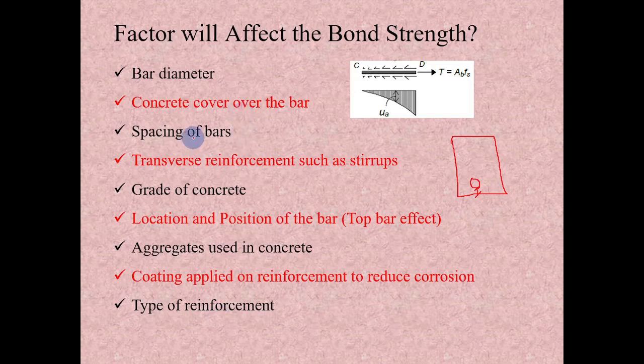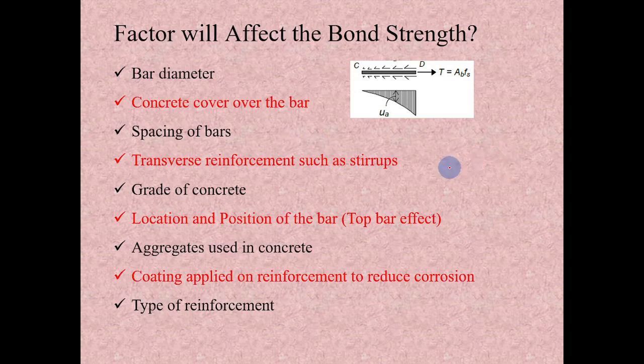Another factor is the spacing of rebar. Let us assume this is bar 1 and this is bar 2. When this bar is loaded, the surrounding concrete will get stressed. So if these bars are placed very close, the stressed concrete may overlap and it will take less load. So it is always better to have more spacing to get more bond strength.